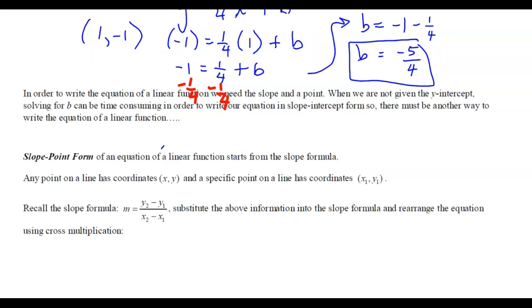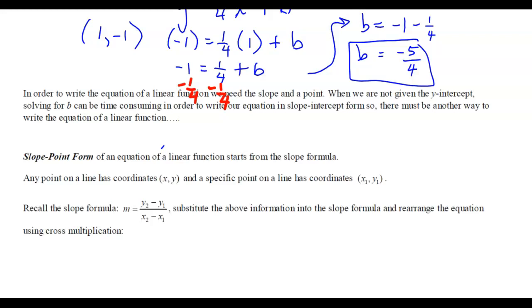We want something that's pretty convenient, and that's the slope point form. So in order to write the equation of a linear function, we need the slope and a point. When we're not given the y-intercept, solving for b can be time-consuming in order to write our equation in slope-intercept form. There must be another way, and there is.